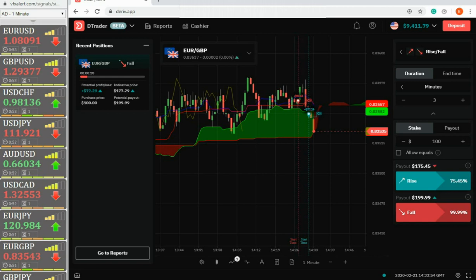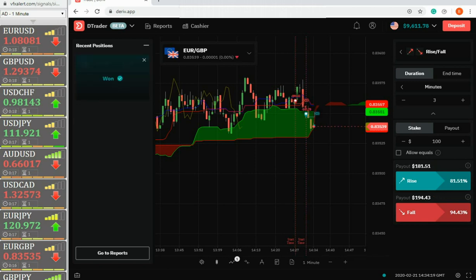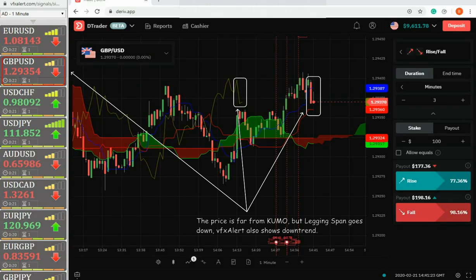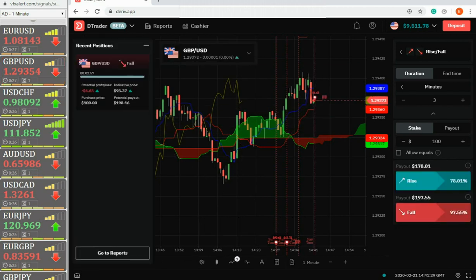Waiting for expiration. The fourth option is closed with a profit. British pound. The price is far from Kumo, but lagging span goes down. vfxAlert also shows downtrend. Let's try to open the next fall option.